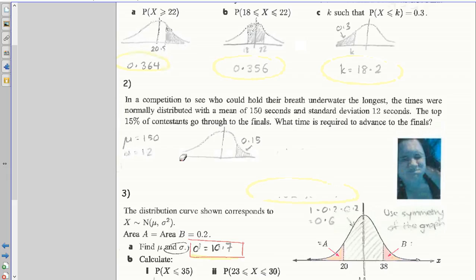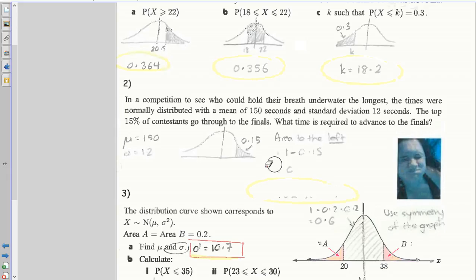They want to know what is the time, so what's the minimum time to get into this, what's the lower boundary. But remember, when you do inverse norm to find a boundary, you have to put in the area to the left. So what would be the area to the left? That's pretty easy. It would be 1 minus this area, because this whole area by definition is equal to 1. So the area to the left must be 1 minus 0.15. Make a little note of what you're doing so the examiners see what you're doing. Area to the left equals 1 minus 0.15. What does that equal? It's 0.85.